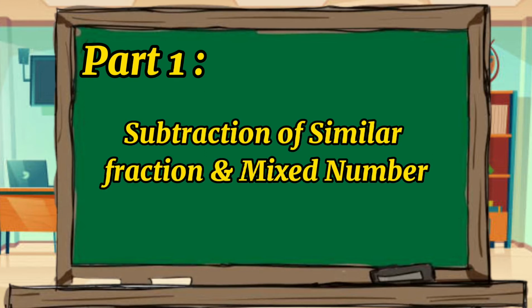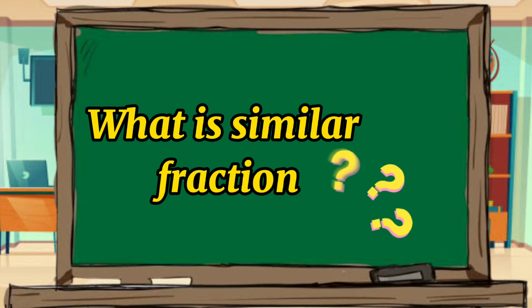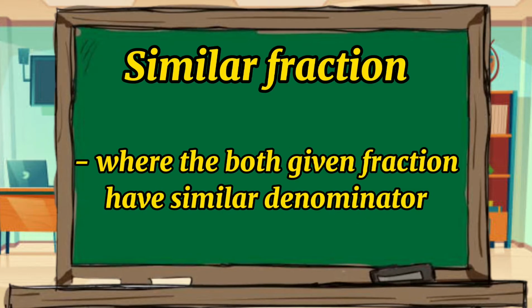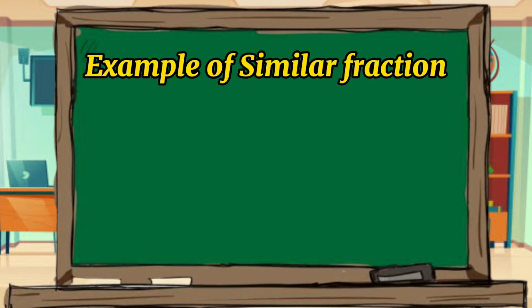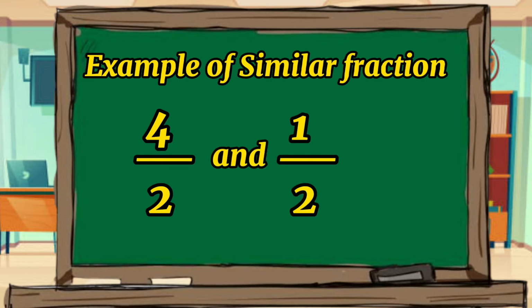Let's first define what similar fractions are. Similar fractions are fractions where both given fractions have the same denominator. Example, 4 over 2 and 1 over 2.